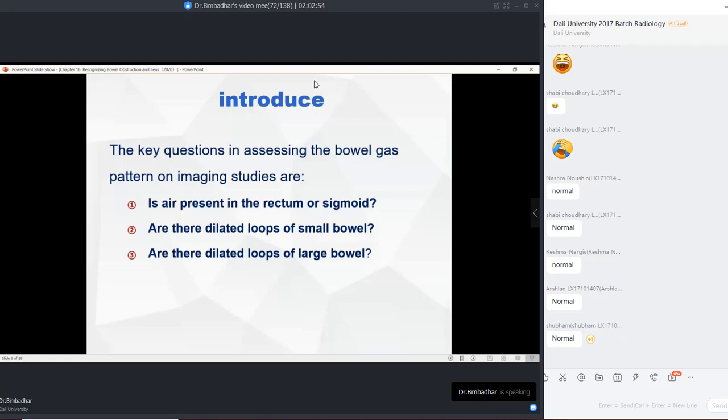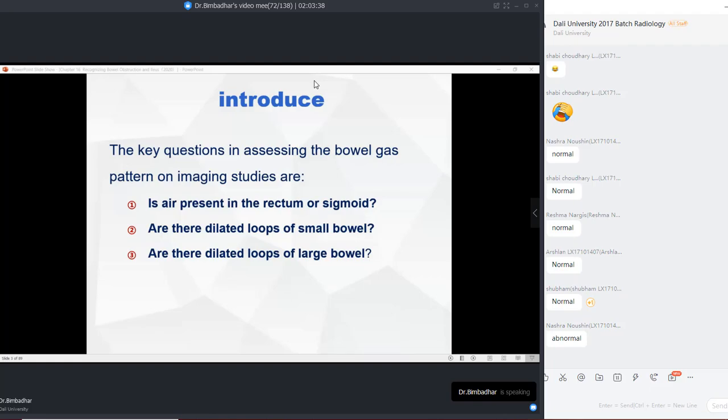Next question: are there dilated loops in the small bowel? The small bowel should not extend beyond 2.5 centimeters, but here it is abnormally dilated along some regions. So is it normal or abnormal? There is air present in the sigmoid colon and the rectum, which tends to be normal. But on the second question, whether there are any dilated loops along the small bowel, the answer is yes, there are dilated bowel loop shadows along the left side of the abdomen. So is it normal or abnormal?